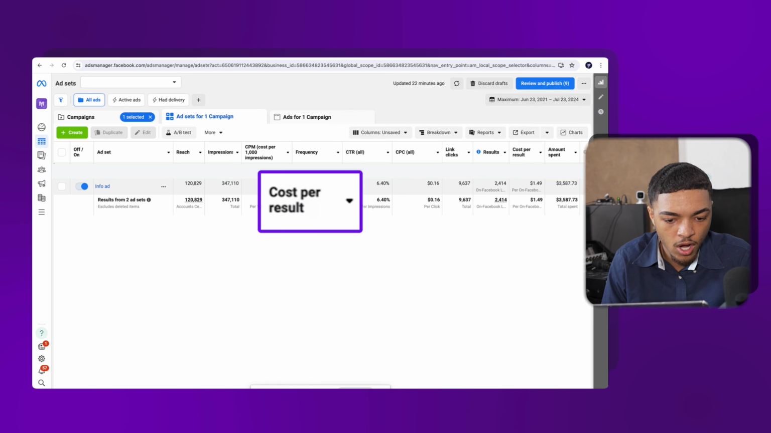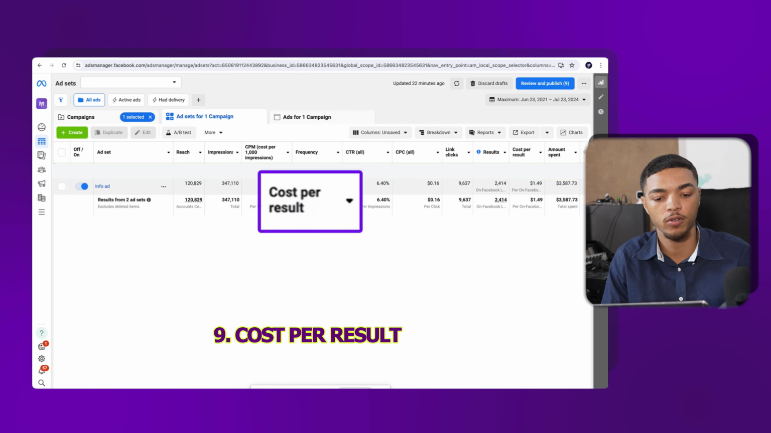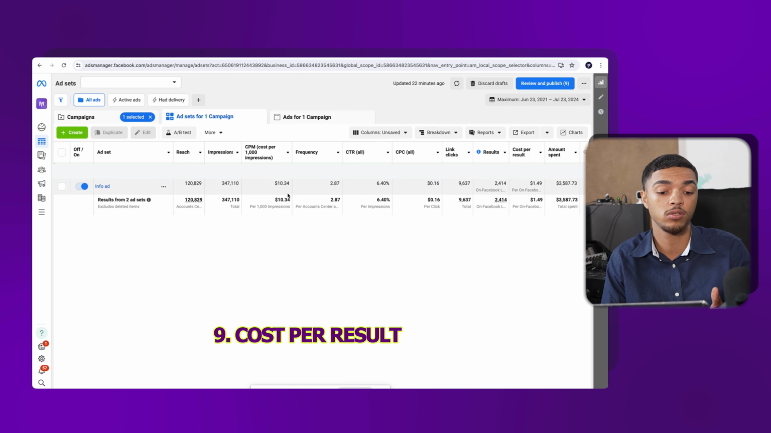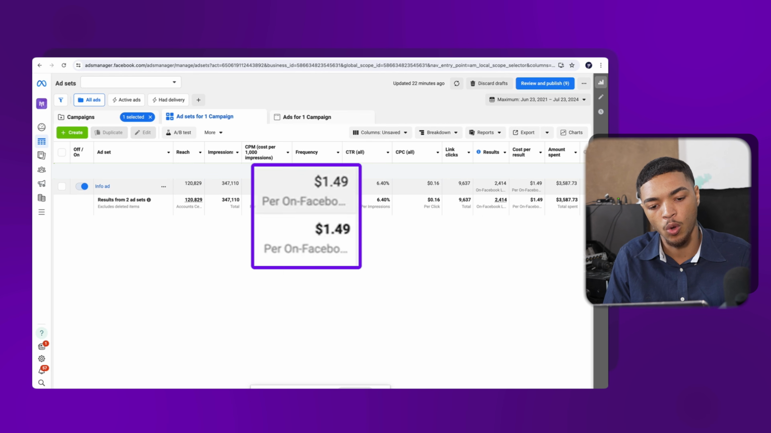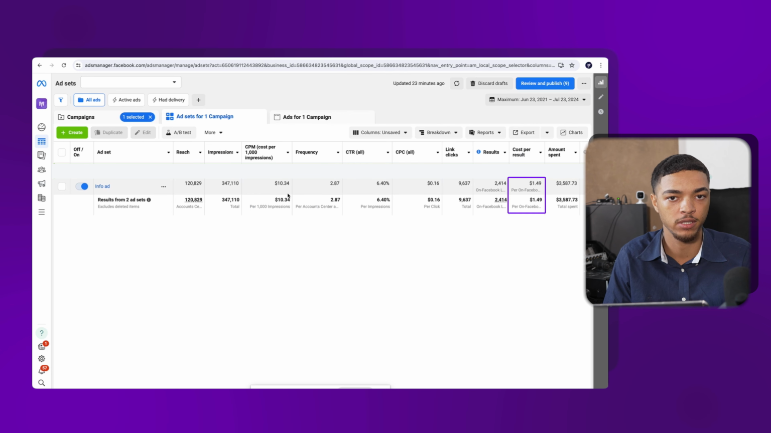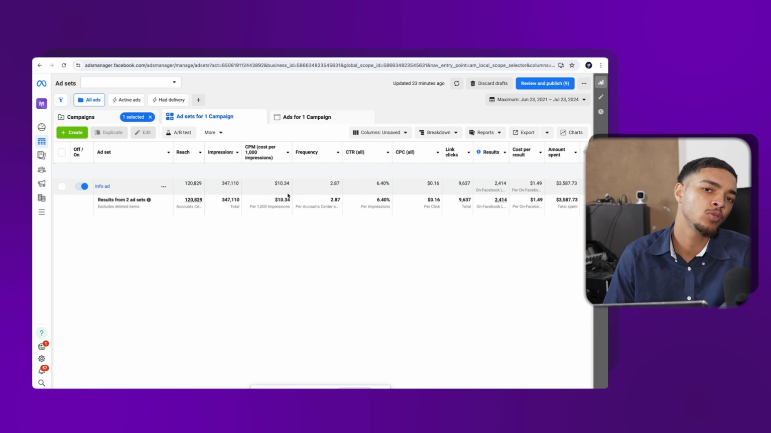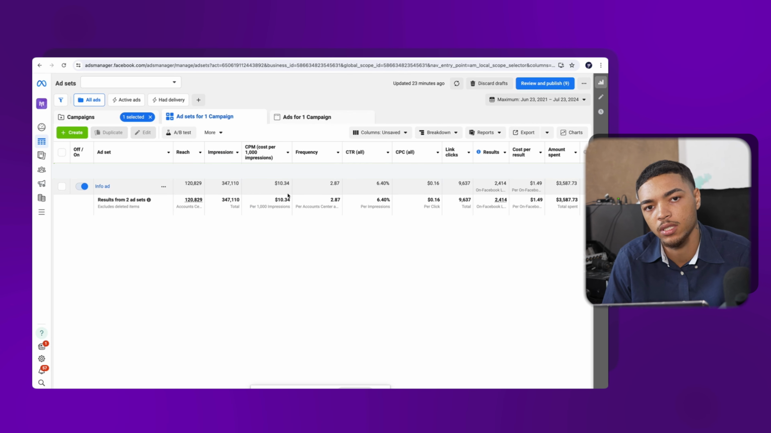So now we have cost per result. Cost per result goes hand in hand with results. It's pretty much how much each individual lead costs. As you can see here, my cost per result is $1.49 or $1.50. There's a lot of ways for you to lower this number.